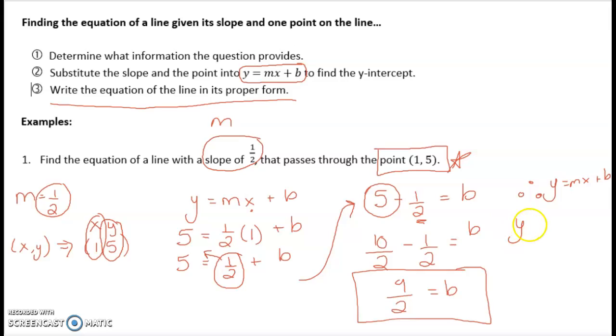So our proper form is y equals, we know our slope is 1/2. So we're going to have 1/2 x. And then our y-intercept, our plus b, is 9 over 2. So plus 9 over 2. And this is your final answer.